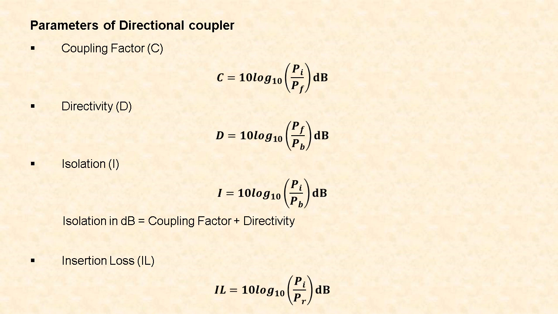Next is isolation. I is equal to 10 log10 PI by PB decibels. PI is the incident power, PB is the back power. This isolation in decibels is equal to the coupling factor plus directivity. Next is insertion loss. This insertion loss IL is equal to 10 log10 PI by PR decibels. PI is the incident power, PR is the received power in port 2.